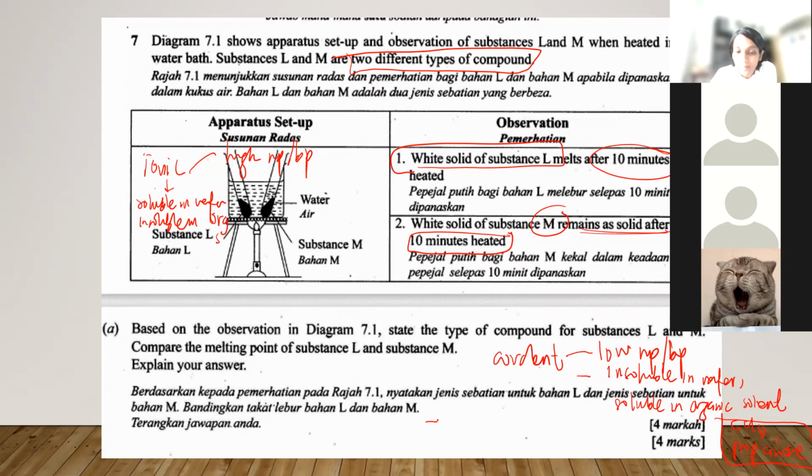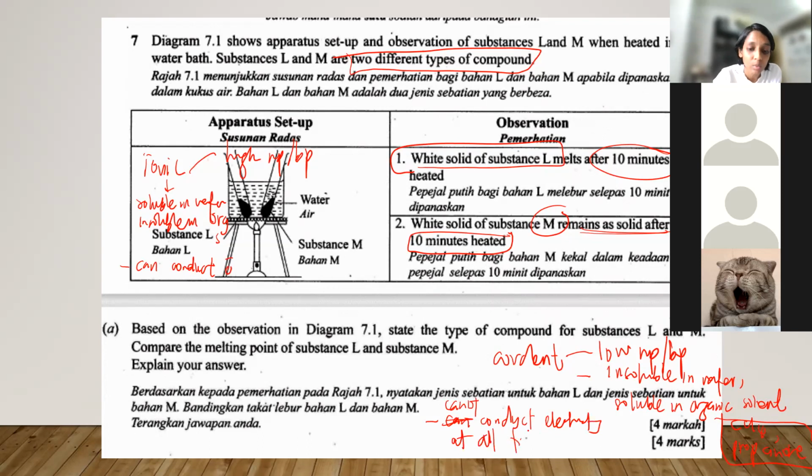Ionic compound can conduct electricity. Very good. Covalent compound cannot conduct electricity. Correct. Ionic compounds conduct electricity in molten and aqueous states, and covalent compounds cannot conduct electricity at all states. Okay, very good. I purposely wanted to do this with you so teacher can carry on from here.